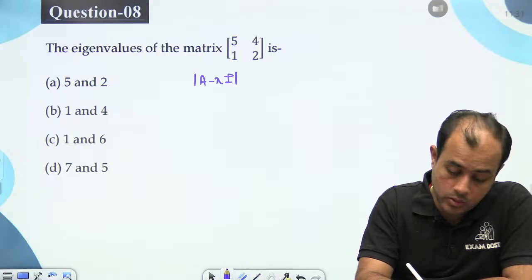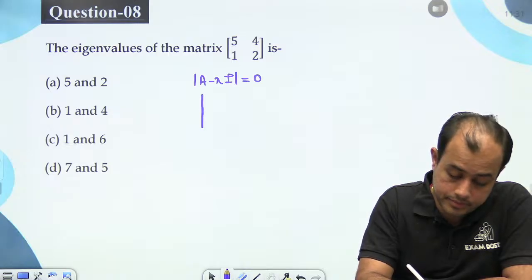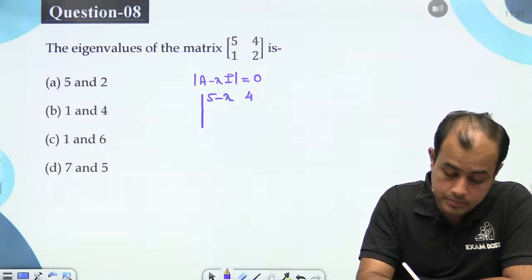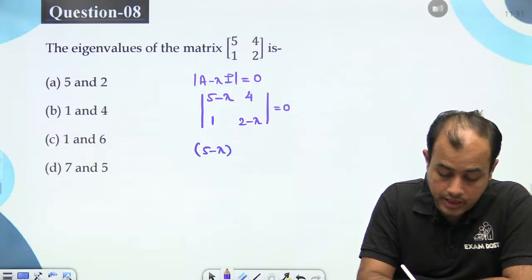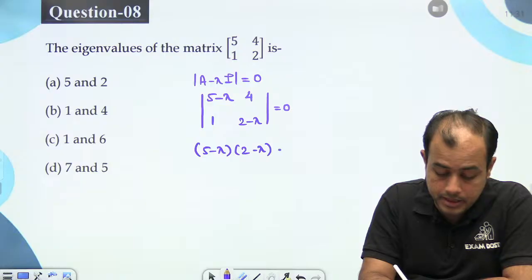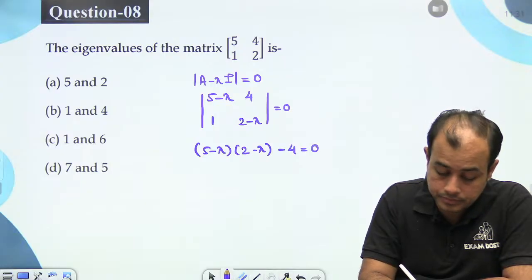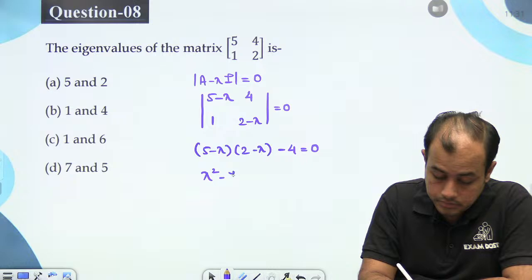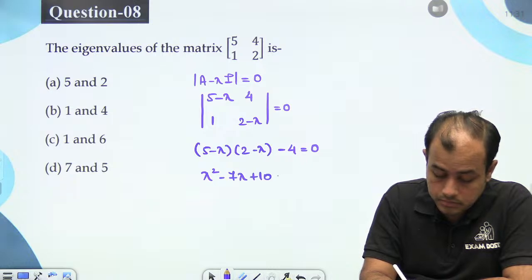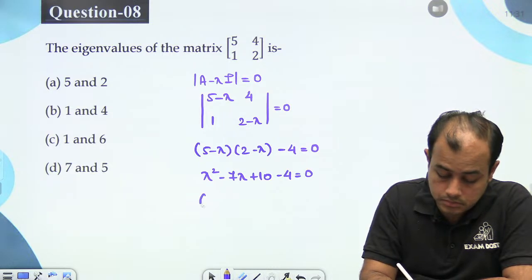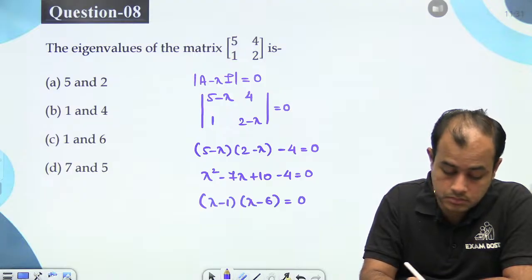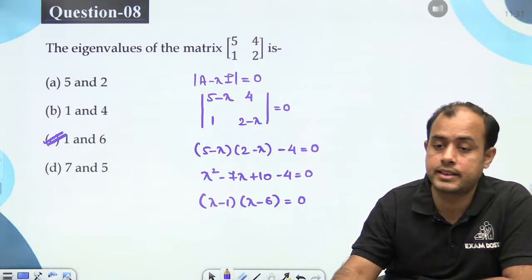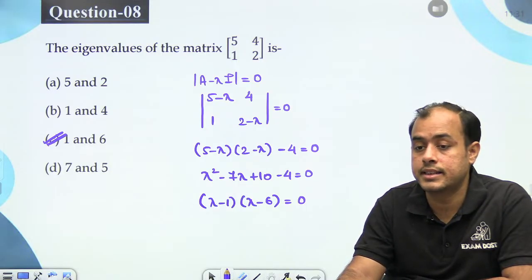The characteristic equation will be this. So (5 minus lambda)(2 minus lambda) minus 4. So the answer is C, 1 and 6.